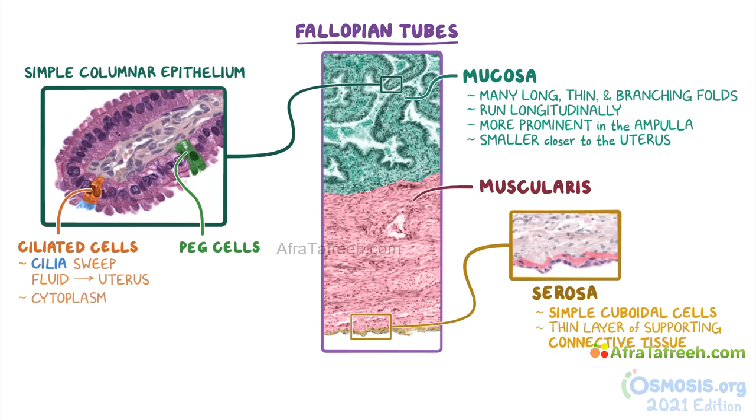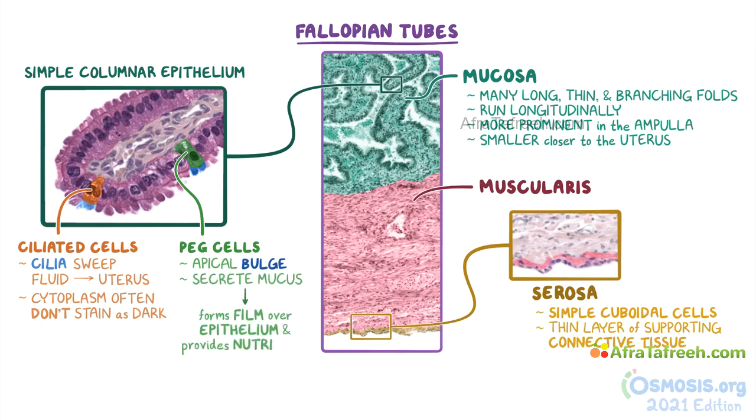Also, the cytoplasm of the ciliated cells often don't stain as dark when compared to PEG cells, making it slightly easier to distinguish the 2 types of cells. Each PEG cell has an apical bulge that literally looks like a peg that's protruding into the lumen. These cells secrete a mucus that forms a film that covers the epithelium and provides nutrients for the ovum or fertilized zygote. Unlike many other tubular tissues, there are no goblet cells or glands in the mucosa of fallopian tubes.